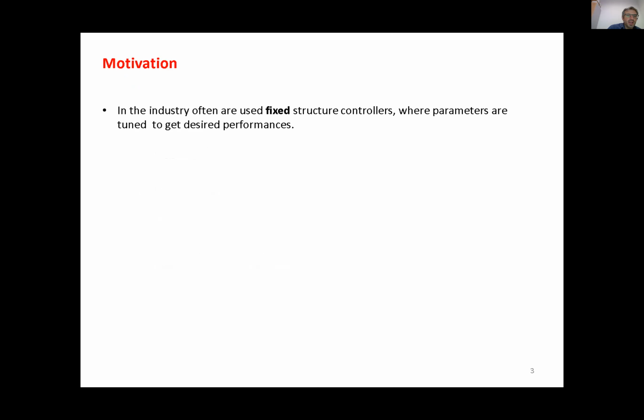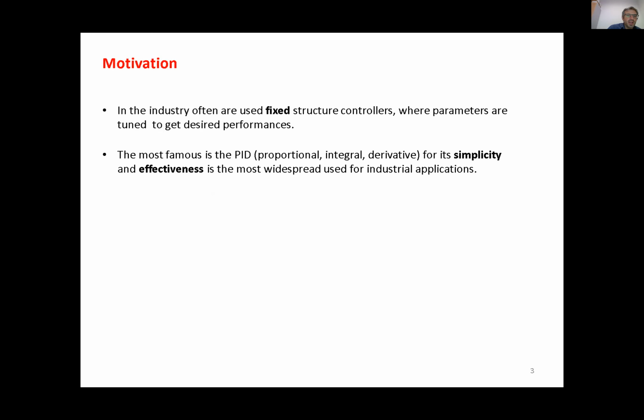So why do we care about PID controllers? Because in the industry, these kinds of controllers are called fixed structure controllers, because they have a fixed number of parameters, maximum 3 in the case of PID, and they are the most used. The good thing is that these parameters can be tuned quite easily to get desired performances. The most famous fixed structure controller is the PID, which stands for proportional integral derivative, and it's very simple and effective and very diffuse because of the simplicity.